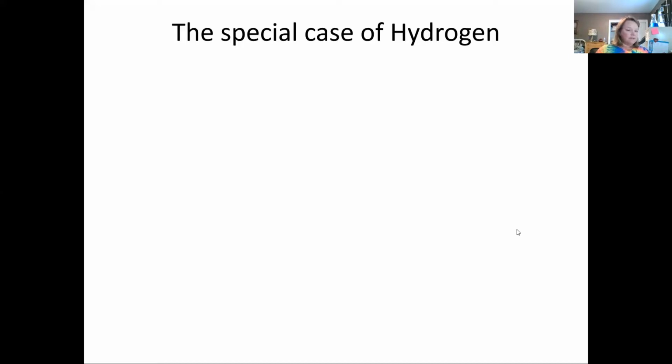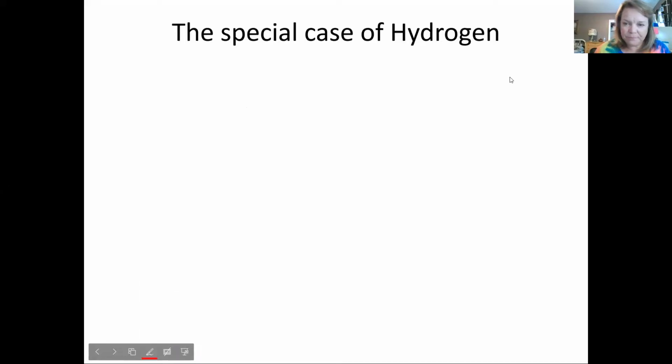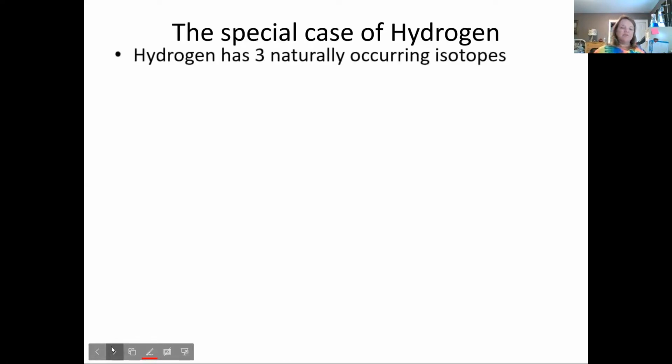I'm going to draw these isotopes for you on this thing. I'm hoping, oh, let's do this one in red. You know what? I don't want to do that because I don't do well drawing on this. I'll do it on my iPad later. Okay. Hydrogen has 3 naturally occurring isotopes.